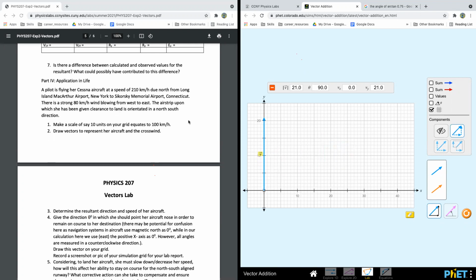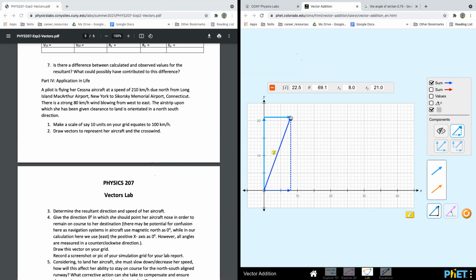She's flying due north, and then there's a strong wind of 80 kilometers per hour, so we have 8 units, blowing from west to east. So this is the current situation. She tries to fly in this direction, but there's a strong wind, so the total resultant of her speed will be from here to here, right?